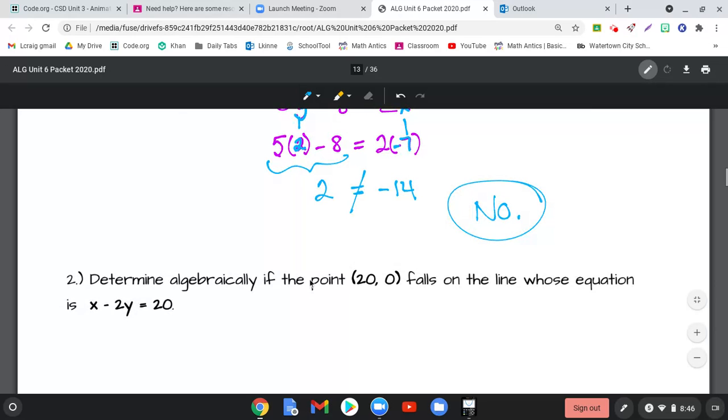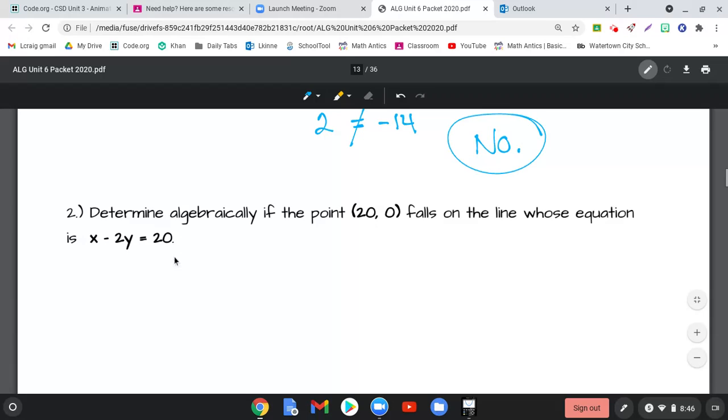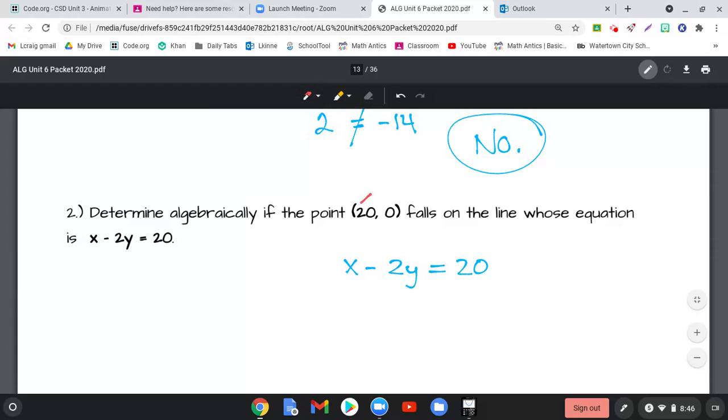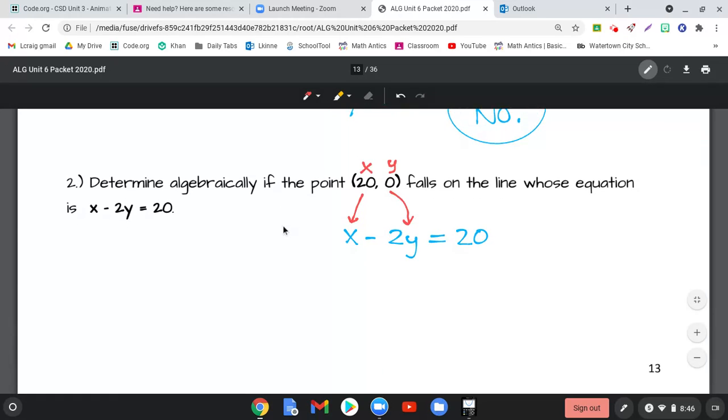All right, determine algebraically if the point 20, 0 falls on the line whose equation is x minus 2y equals 20. So x minus 2y equals 20. We're going to take out our x and y. Where I see my x, I'm going to put a 20. Where I see my y, I'm going to put a 0. And see if we get a true or false statement. So instead of x, it's going to be 20 minus, instead of 2 times y, 2 times 0.